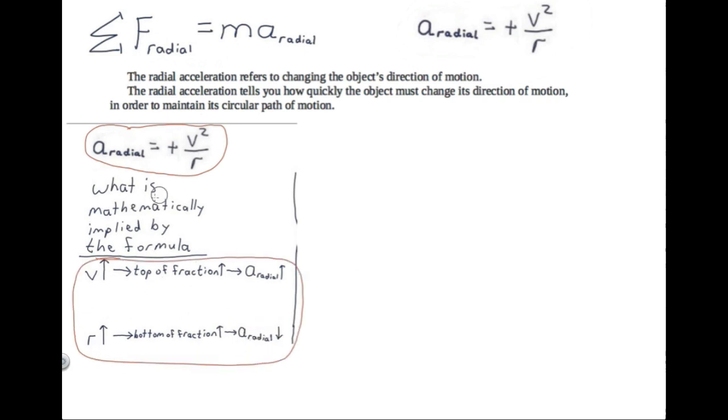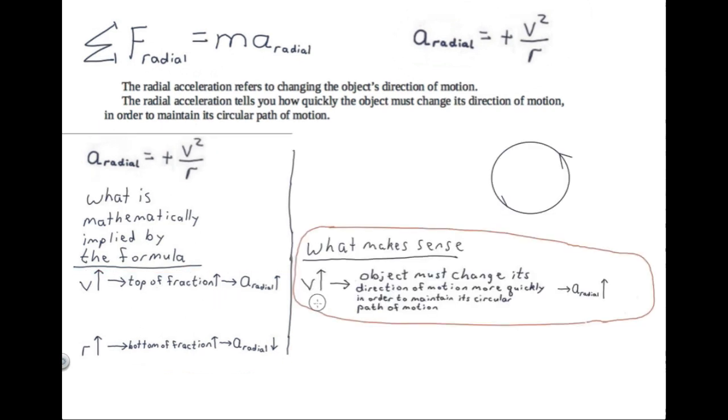Do these implications of the formula make sense? When the object is moving with greater speed, while holding the radius constant, the object does indeed need to change its direction of motion more quickly in order to maintain its circular path of motion. So when the object is moving with greater speed, it does indeed make sense that the radial acceleration must be greater, just as this formula predicts.